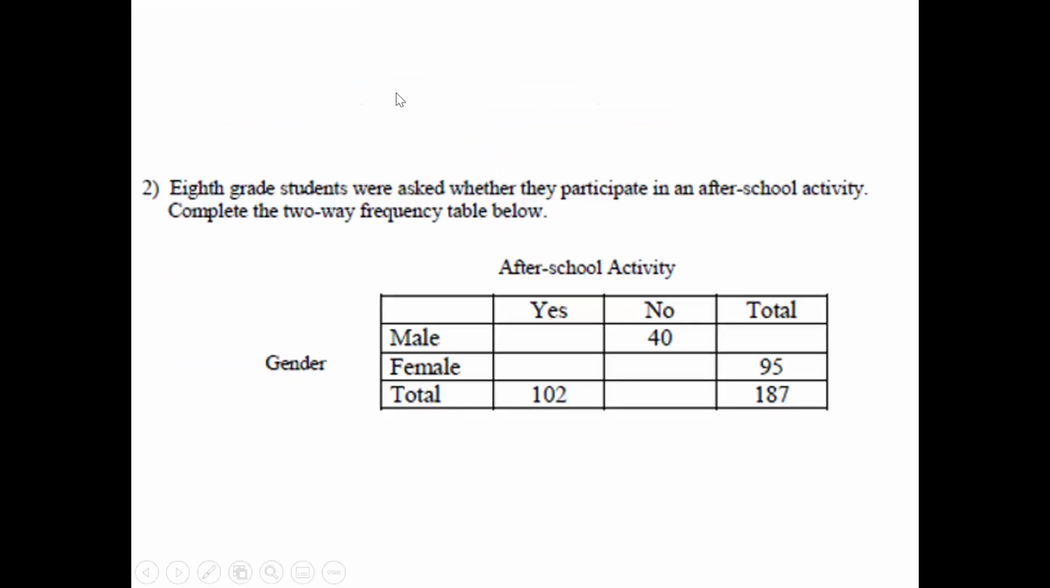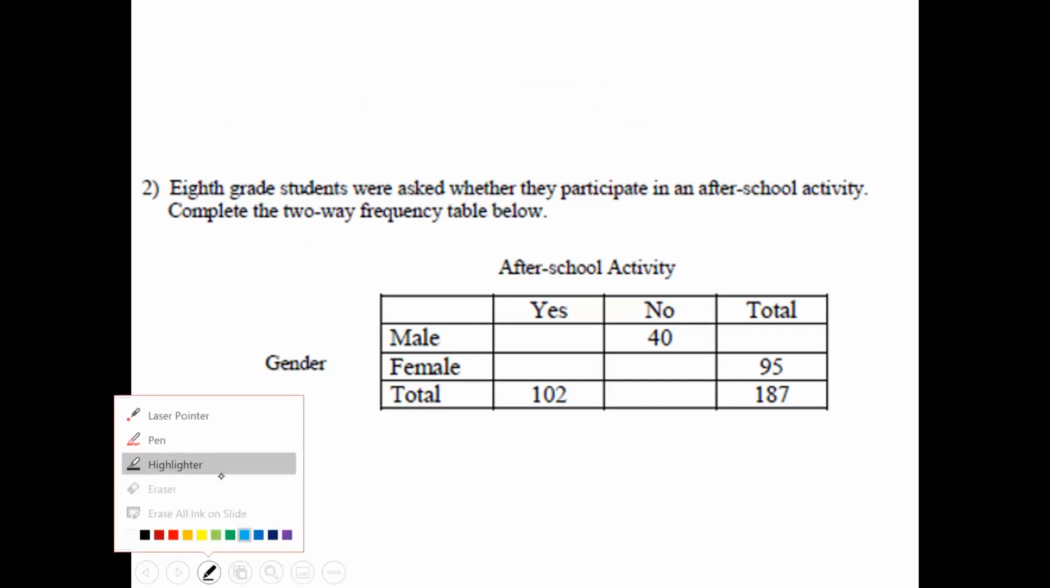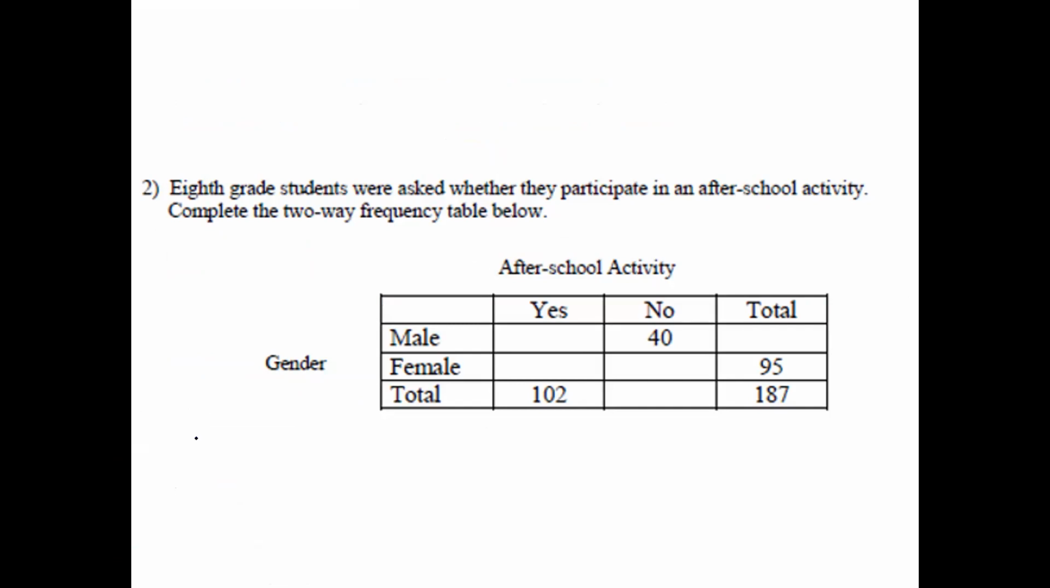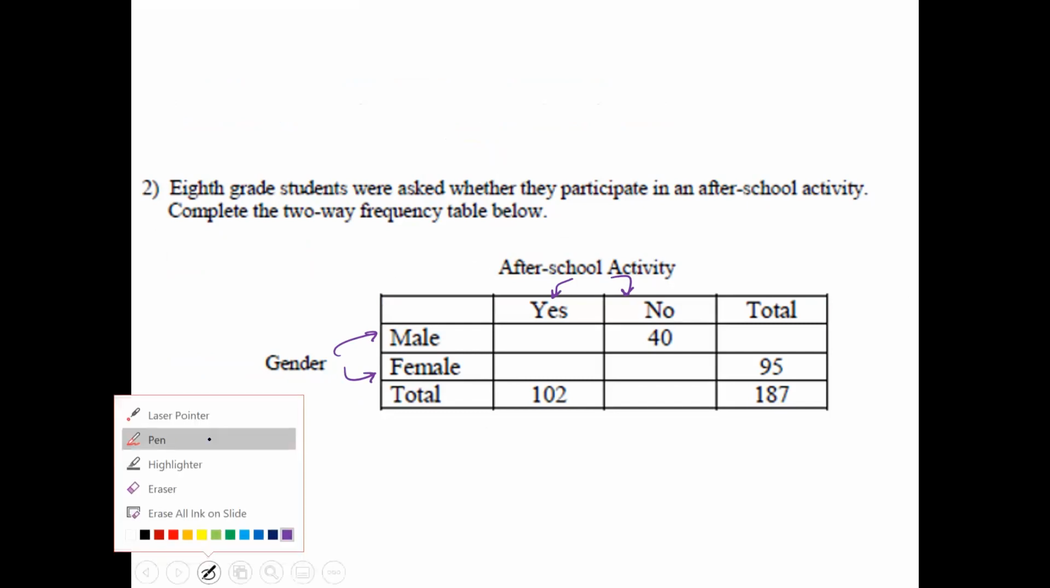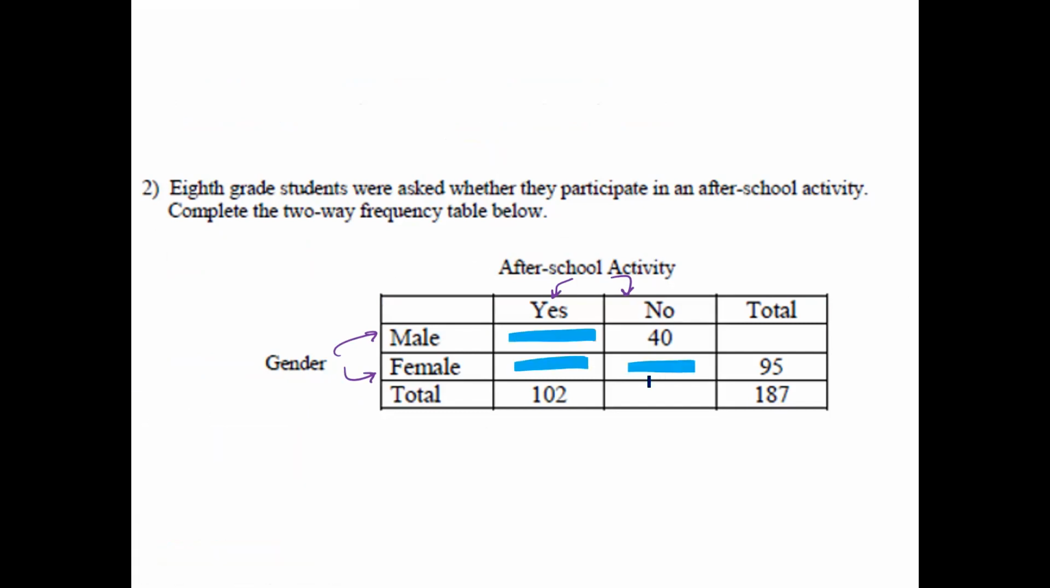So then looking at example 2, this is an 8th grade student. We're asked whether they would participate in an after-school activity. So will they participate in an after-school activity? Yes or no? And it was asked between females and males. So here you have a bunch of empty spots that you need to go ahead and fill out. We need to figure out how we're going to go about figuring this part out.